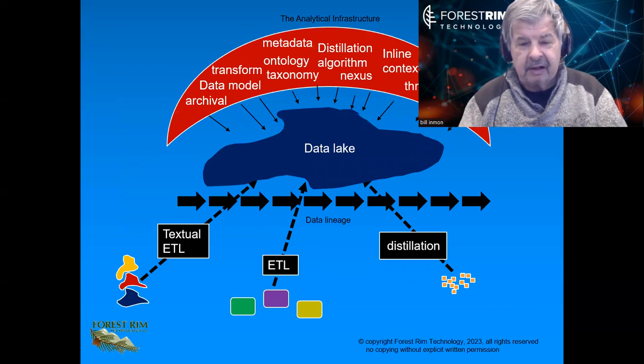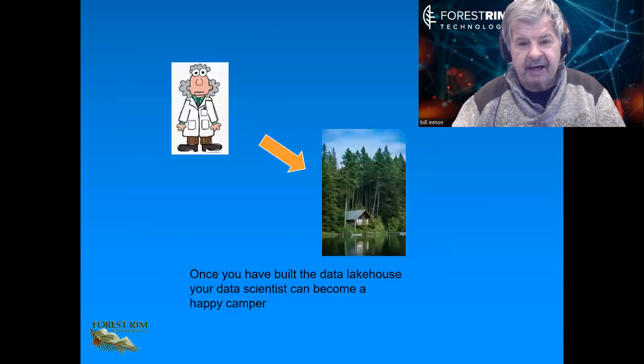So here we have what the data lake looks like when it's been transformed into a data lakehouse. We see the analytical infrastructure with its different components. We see the transformation of data coming from the different places. We see the need for data lineage. And this is what it takes to convert a data lake into a data lakehouse. Now we can start to do serious analytical processing in our data lake.